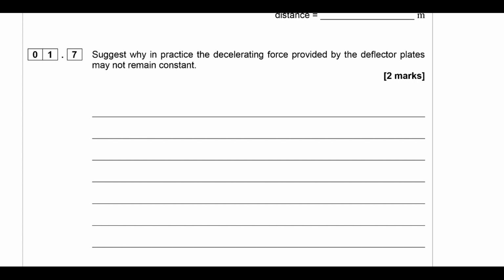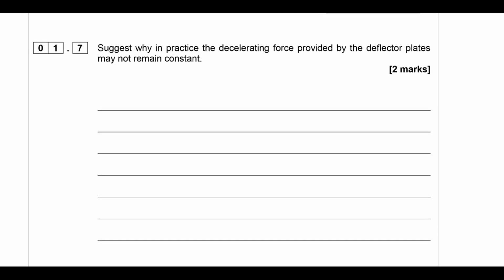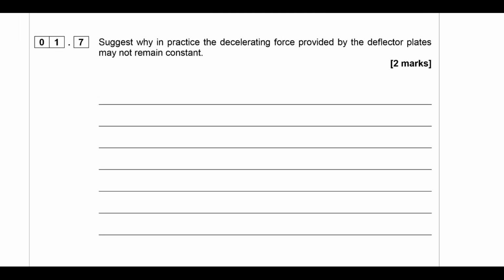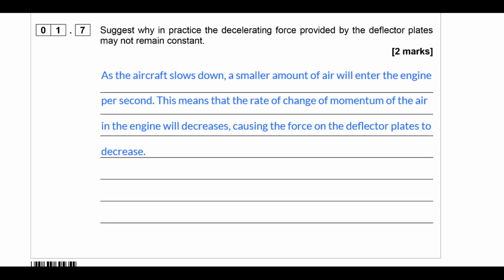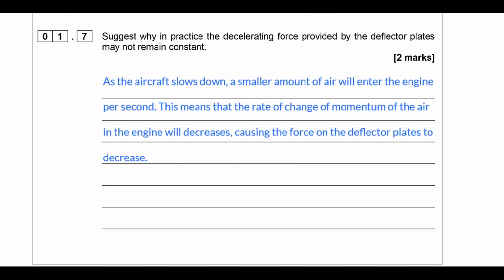Suggest why in practice the decelerating force provided by the deflector plates may not remain constant. So the most likely thing to change is that as the aircraft slows down, a smaller amount of air will go through the engine per second. So we'll get a smaller rate of change of momentum of that air, so it's giving a smaller force acting on the deflector plates. Alrighty, and that's what we've got written there, an explanation of what I've just said. So that finishes question 1.